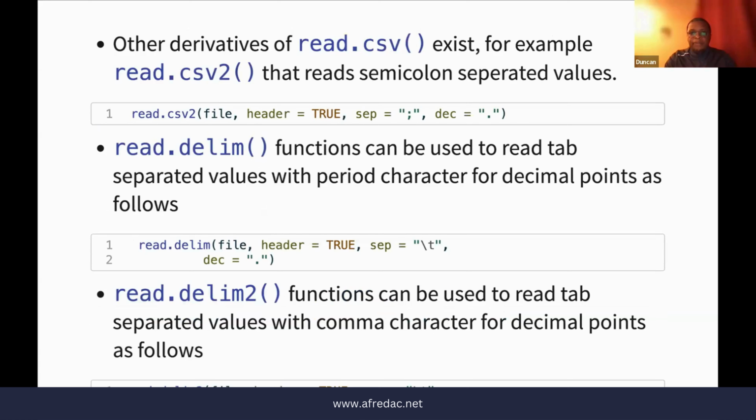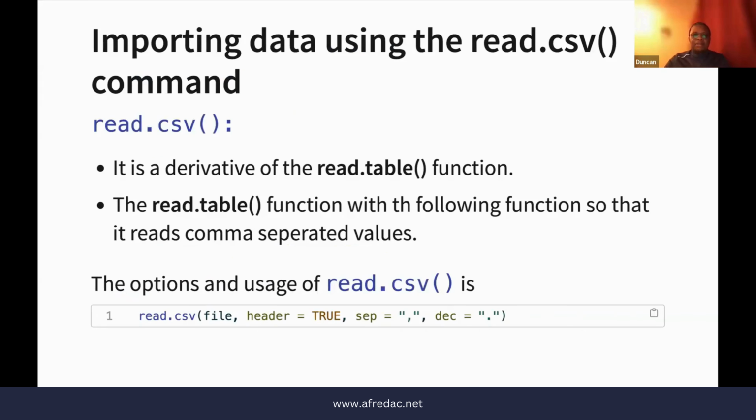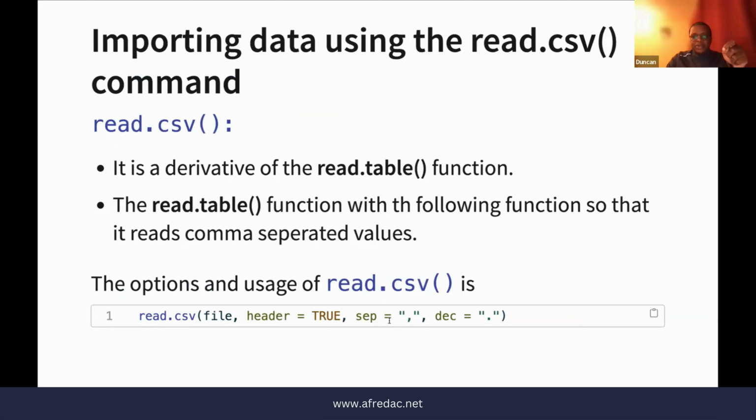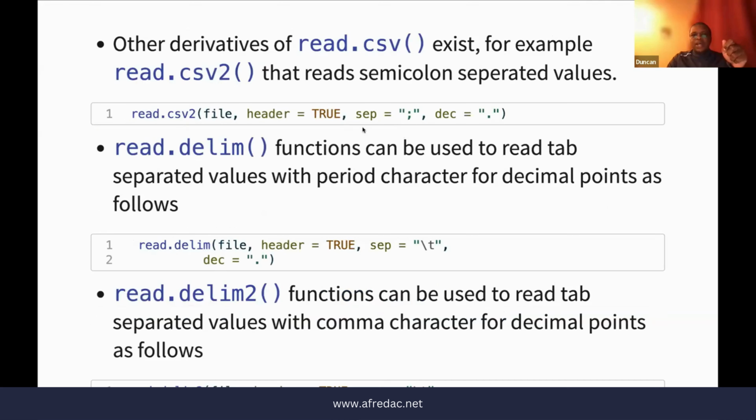Now, another version of read.csv that exists is what we call read.csv2. The difference between read.csv and read.csv2 is only the separator. The read.csv reads comma separated values, that is, sep is a comma, while in read.csv2 the separator is a semicolon.